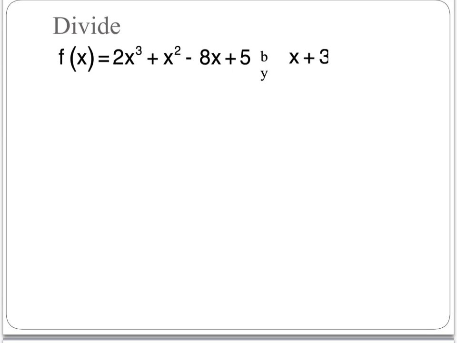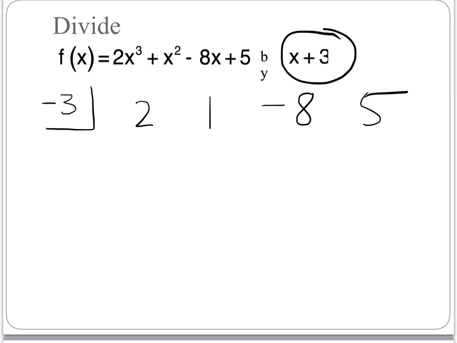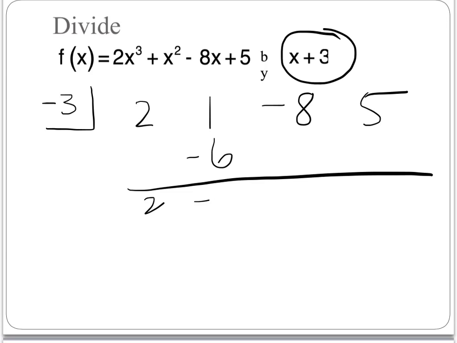So when we use synthetic division, what we do is we take the opposite sign of that polynomial right there, which is negative 3. And then much like we did with evaluating, we take all those numbers, 2, 1, negative 8, and 5, and write the coefficients down. Don't forget to put 0 if it's missing a coefficient. And then we do the same thing we did with synthetic substitution. So we bring down the 2, multiply and get negative 6. And then 1 minus 6 is negative 5. And then multiply again and get positive 18. Add that together and we get 7. Multiply that together, we get negative 21. And add that together and we get negative 16.